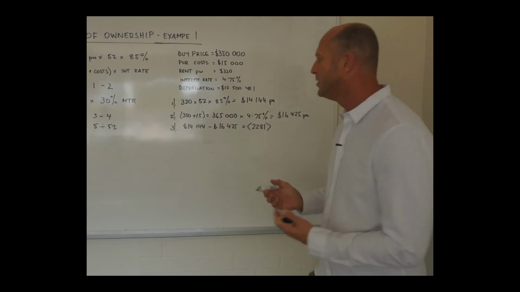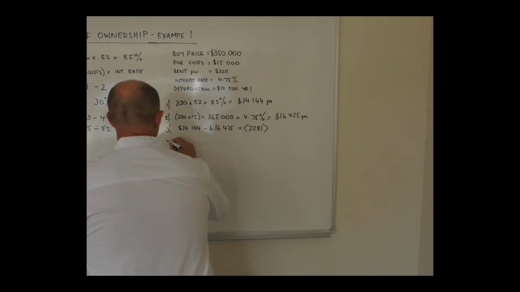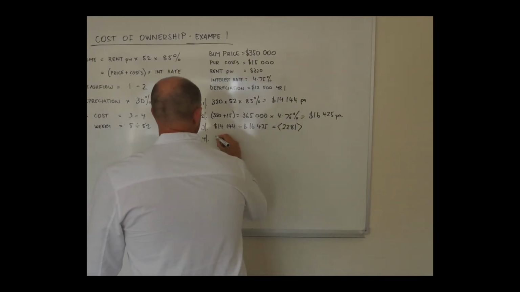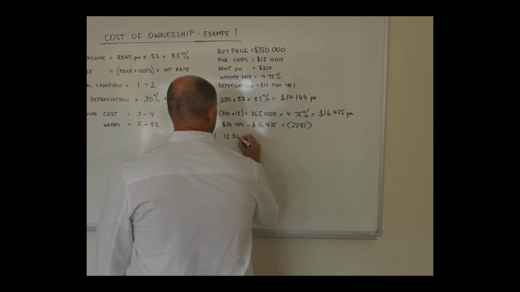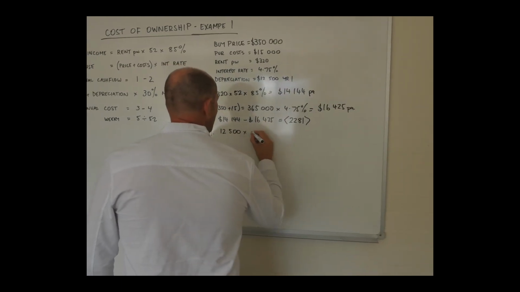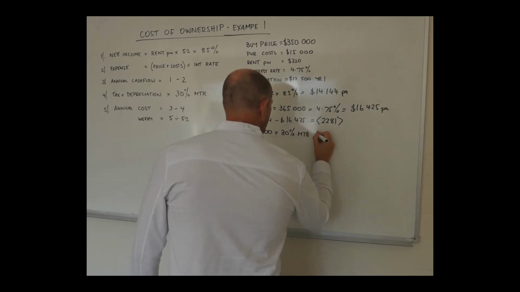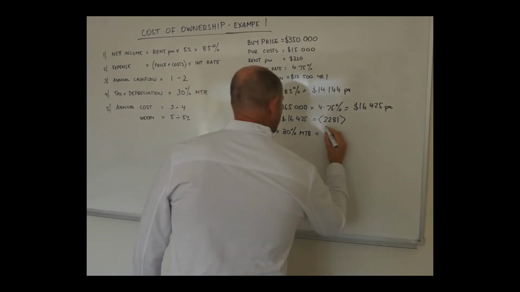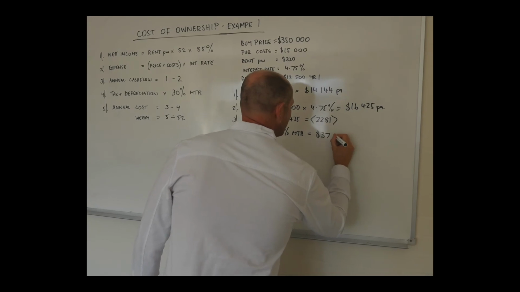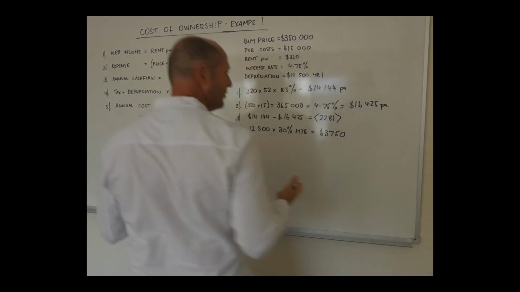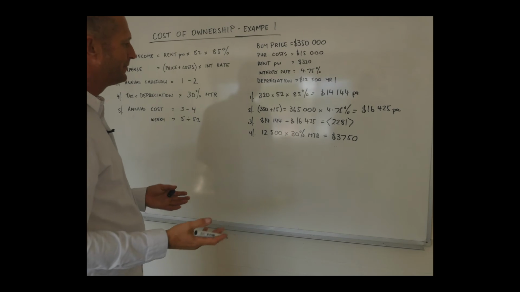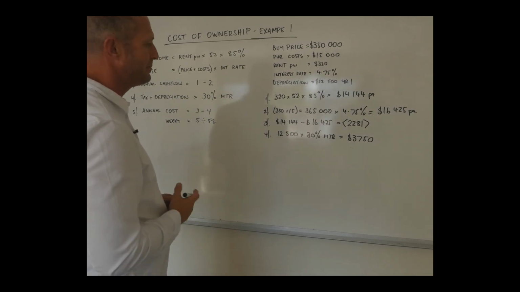$2,281 a year. We then go, okay, the after tax and depreciation, let's assume depreciation is $12,500, times that by 30% on the marginal tax rate. And what does that figure equal? That's $3,750 in a round way back in your pocket. So then we go, okay, that's tax and depreciation.